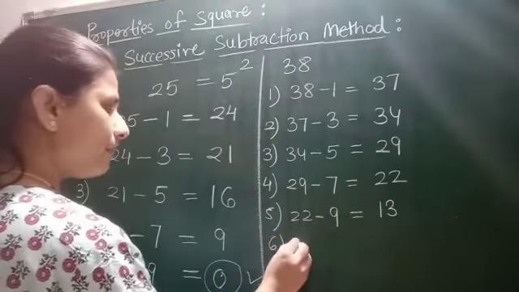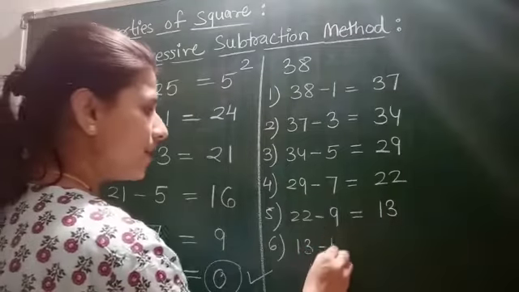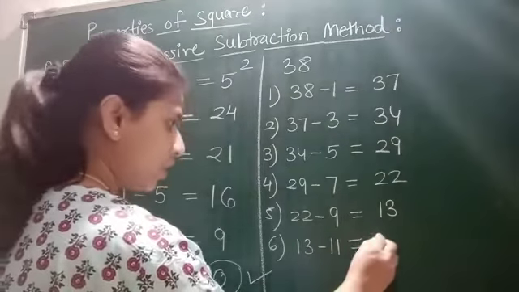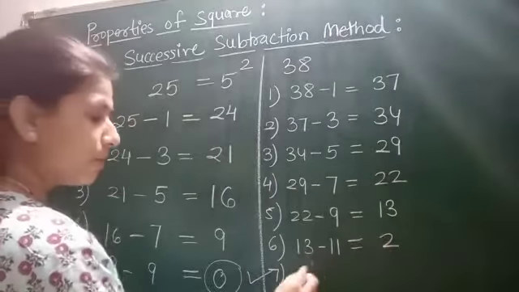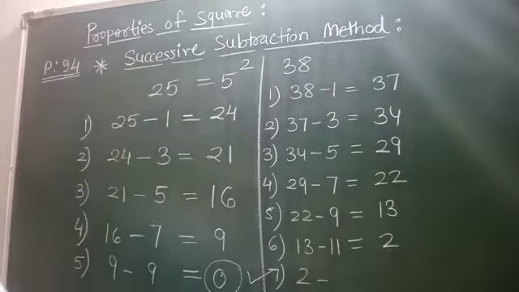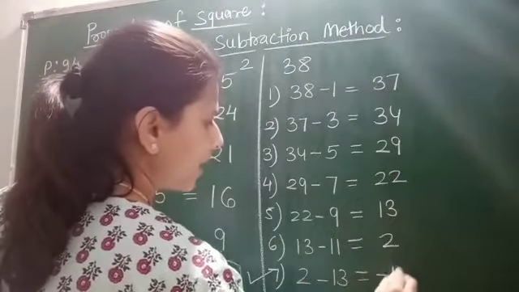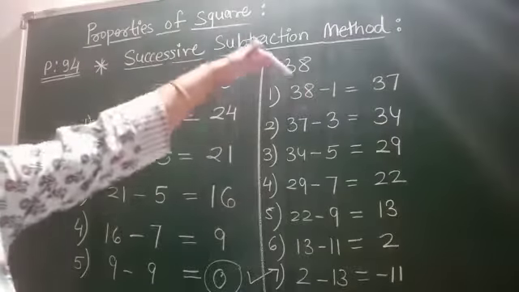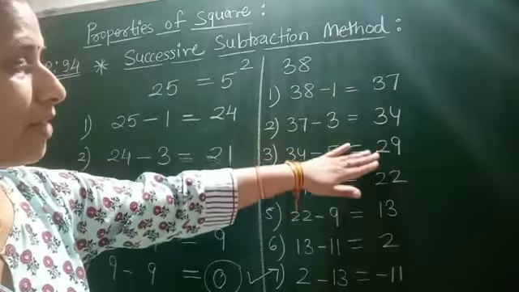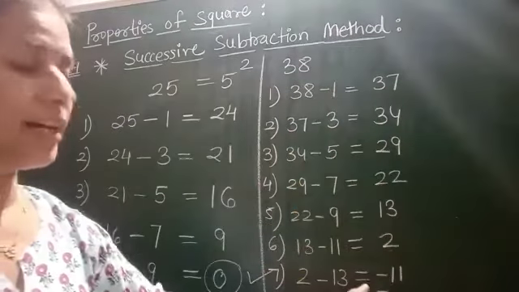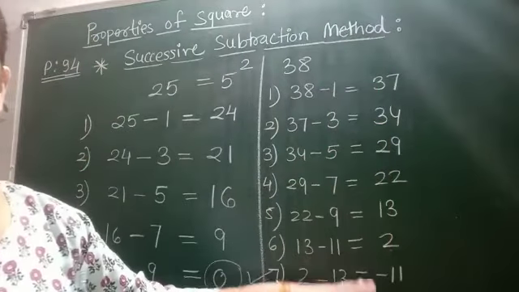Sixth step, 13 minus; after 9, which odd number will come? Yes, 11, and we will get 2. And seventh step, here your number is 2, and after 11, which odd number will come? 13. What will we get? Minus 11. As you can see here student, first you are getting positive numbers, and after that you are getting a negative integer, but we are not getting 0 here.